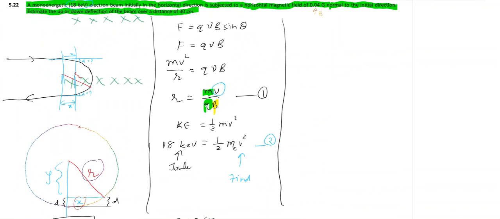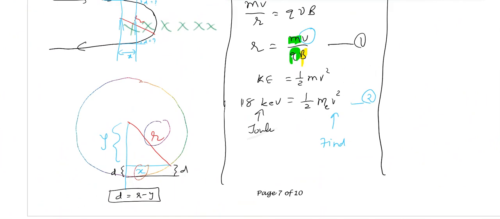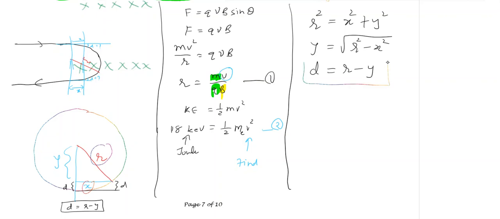Secondly, we want to find out y. So what to do? Use the formula, r square is equal to x square plus y square. So what is y equal to? It is under root r square minus x square. Once you have y, you can use d is equal to r minus y and that is your final answer.